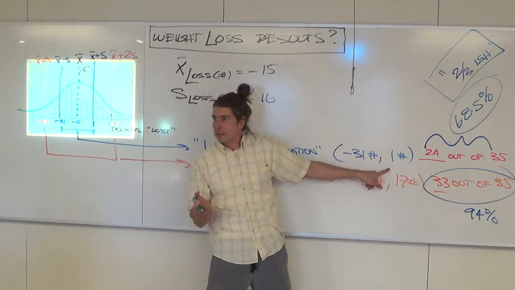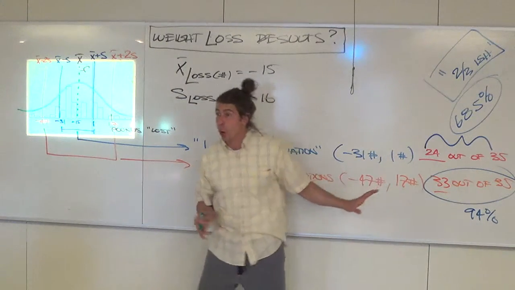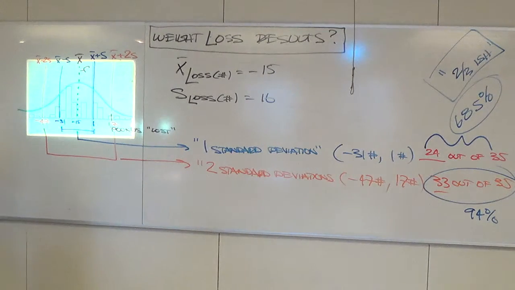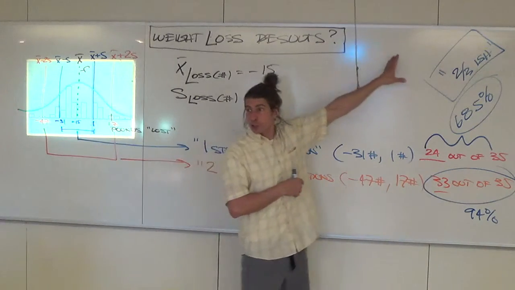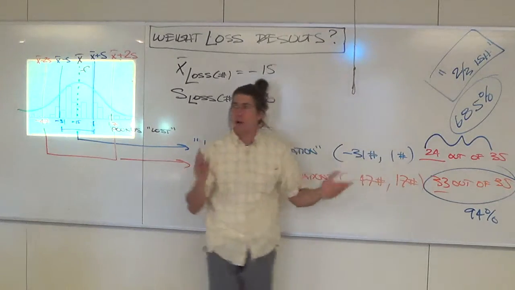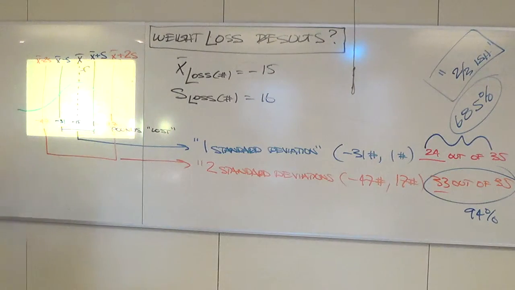That's a 1 pound gain. That's powerful to know, because now you have a quantifier, not just a 1 or a 0. Yes, I lost weight. No, I didn't. Yes, I lost weight, and here's how much. 2/3. There's a 2/3 chance you lost between 31 pounds and or gaining 1 pound. That's important to know. That's important to know.